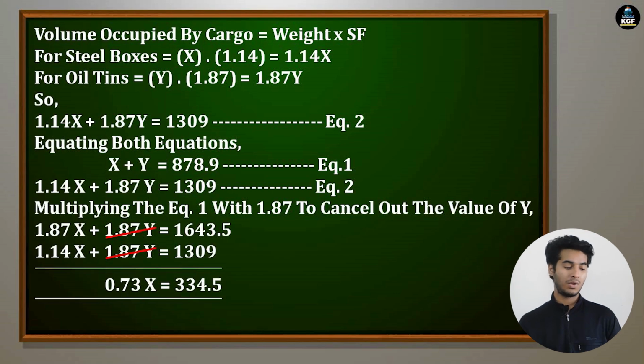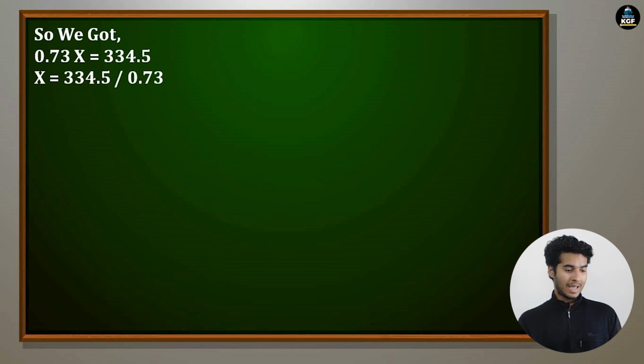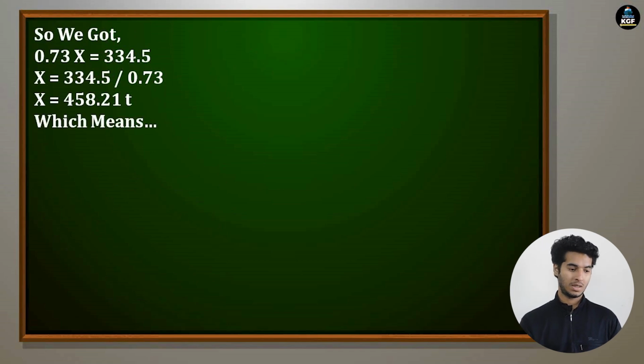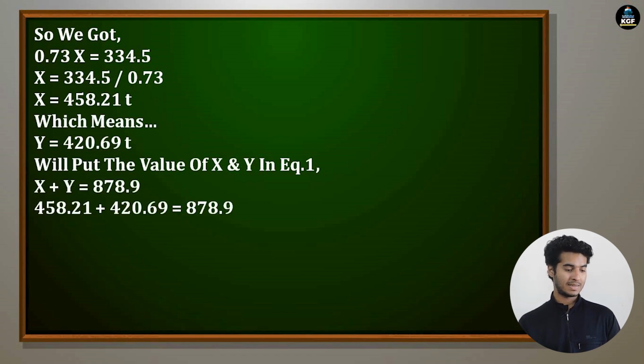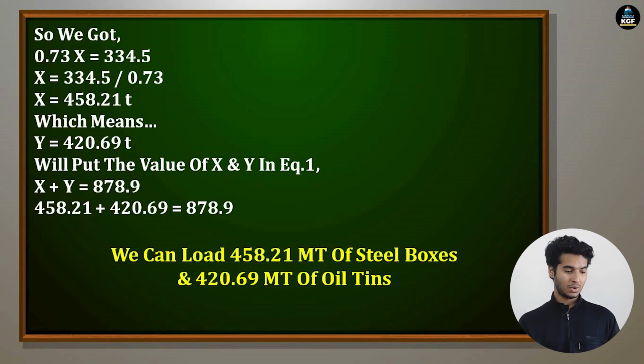So what we have to do, we have to divide this 334.5 by 0.73. So x is equal to 334.5 divided by 0.73, which means x will be 458.21 tons. So which means y will be 420.69 tons. We'll put the value of x and y in equation 1. X plus y will be 878.9, so 458.21 plus 420.69 is equal to 878.9 tons. So we can load 458.21 metric tons of steel boxes and 420.69 metric tons of oil tins in that particular hold.